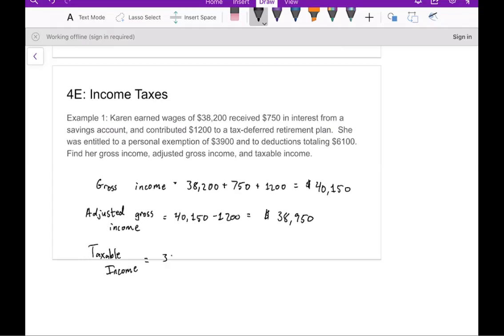Okay, and then finally, my taxable income would be the 38,950, and now subtract the exemption of 3,900, and also the deductions totaling 6,100. So now if I subtract 3,900 and 6,100, that should give me 28,950. And this would be referred to as my taxable income, the amount that I would actually pay taxes on.